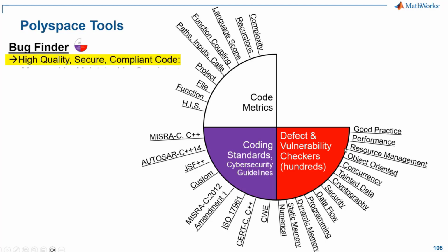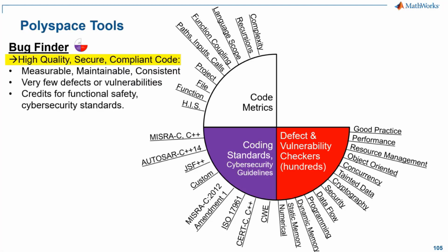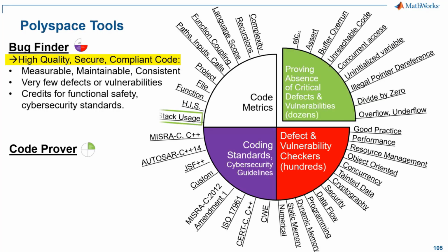So applying Polyspace, you could already have high quality, secure, and compliant code that is measurable, maintainable, and consistent. And with that, you can obtain some credit for functional safety or even cybersecurity standards. On the other hand, Polyspace Code Prover will just focus on a very specific and critical subset. For this subset, there are not as many checks as in Bug Finder, but that's the kind of defect that can also be mathematically proved.